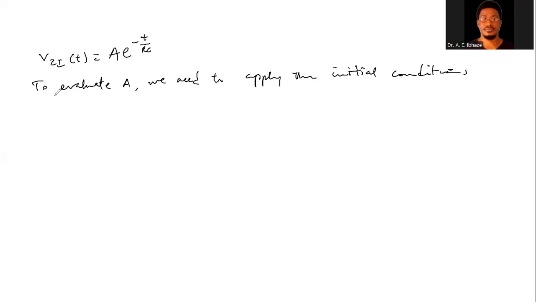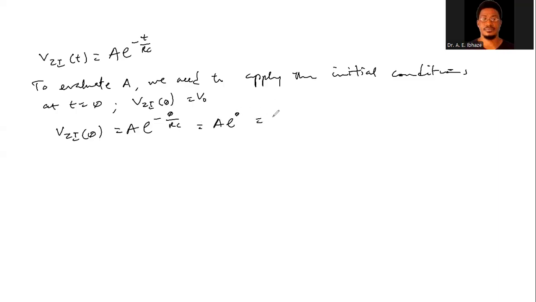That is, at t equals 0, VZI(0) is equal to V naught. So that here, at t equal to 0, the initial condition, A e^(-0/RC) will be A e^0, which is A times 1. And this we know is the same as VZI(0) equal to V naught, so that A is equal to V naught.